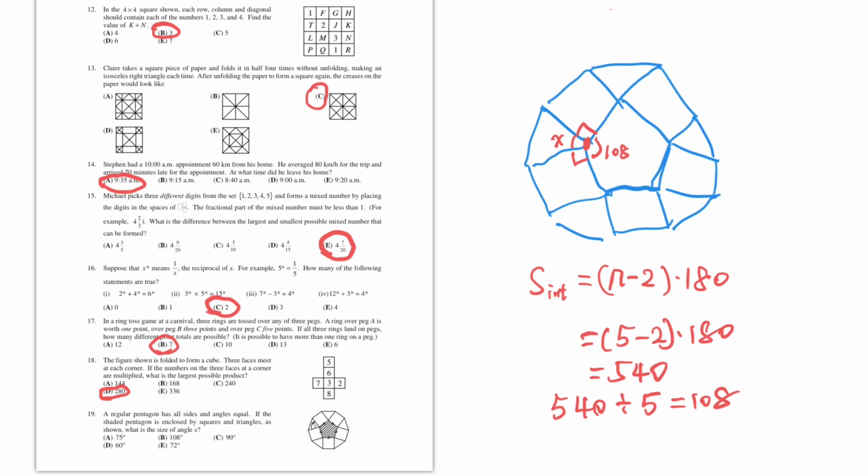And now we can find the x. It equals all around this point, which is 360, minus 90, that's 270, minus 108, minus 60, equal to 72. So the answer is E.